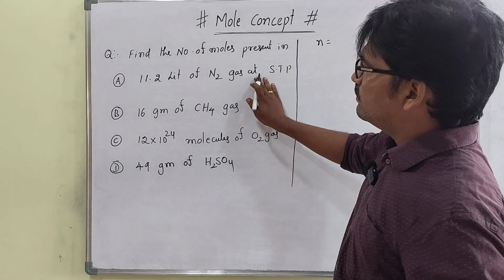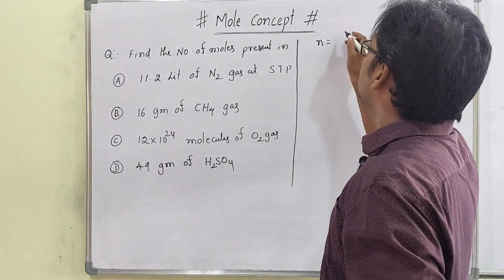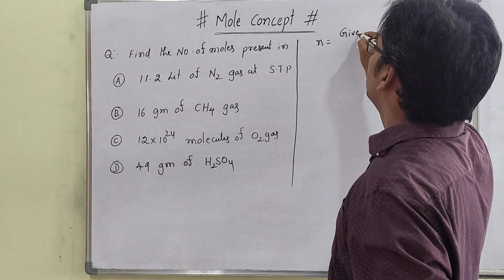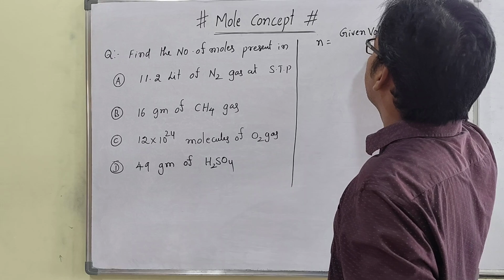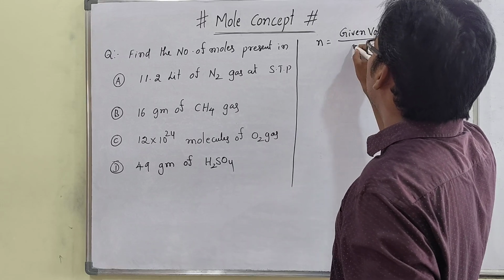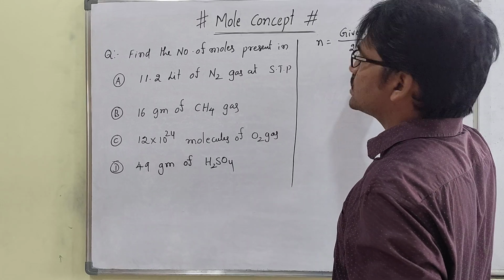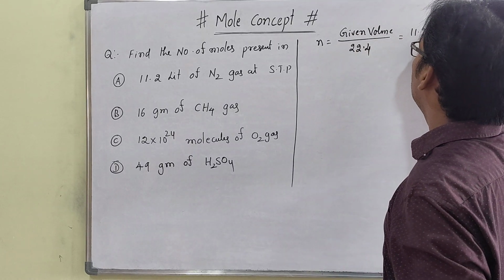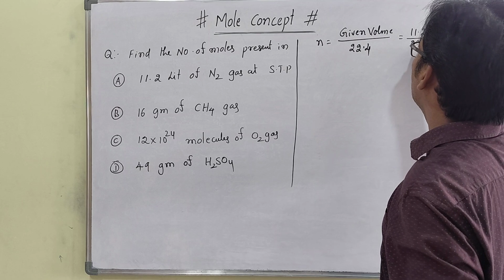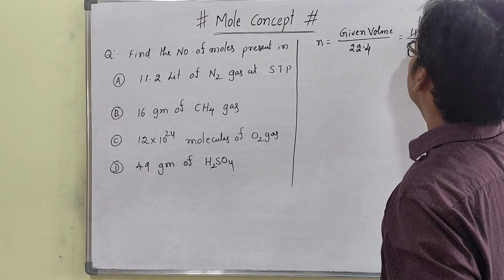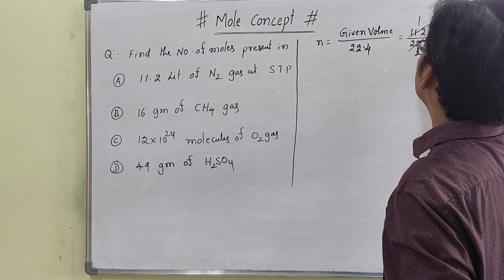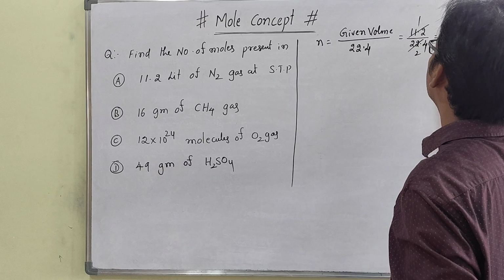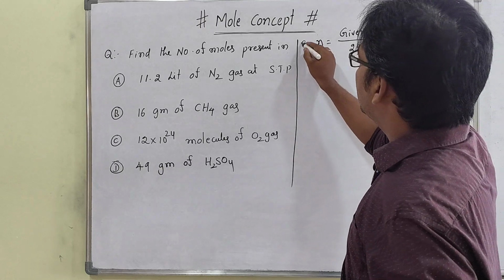Let us see the first question. The volume is given. So number of moles equals volume divided by 22.4 liters at STP. The volume is 11.2 liters, and 22.4 liters we are taking. So 1 by 2, 0.5 moles you get. Now the second question.